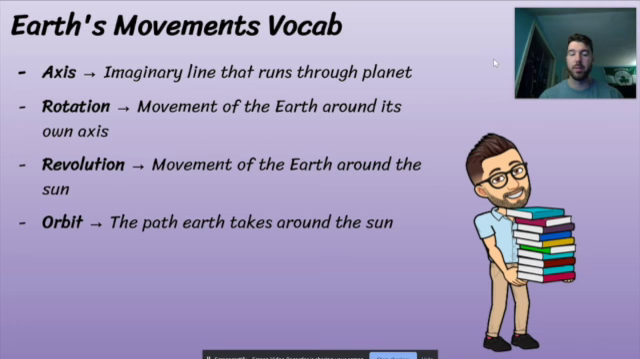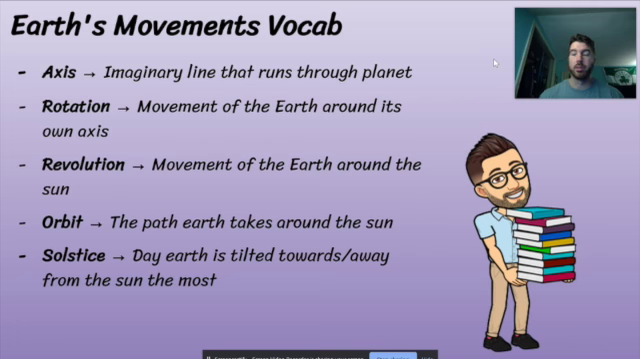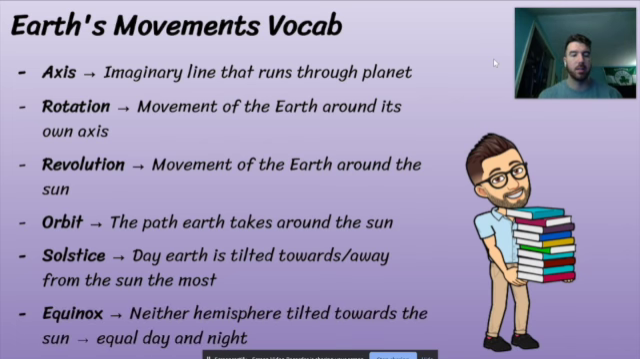You need to know orbit, which is the path Earth takes around the sun. You need to know solstice, which is the day Earth is most tilted towards, if it's the summertime, or away from the sun, if it's the wintertime. And then you need to know equinox. So neither hemisphere is tilted towards the sun. We have days of equal day and night. And that's everything you need to know for chapter 1.